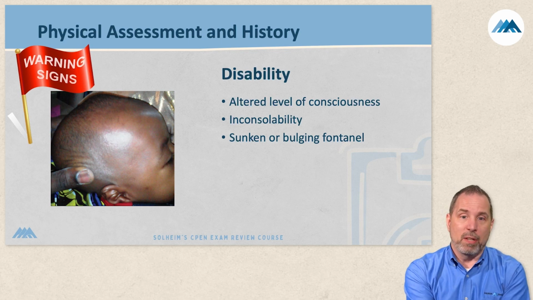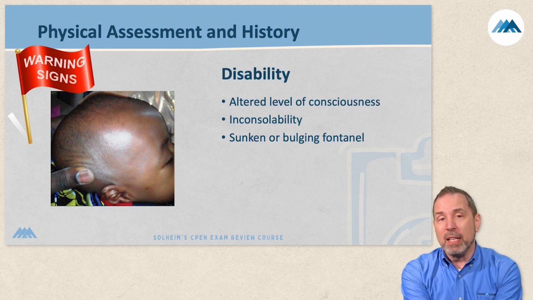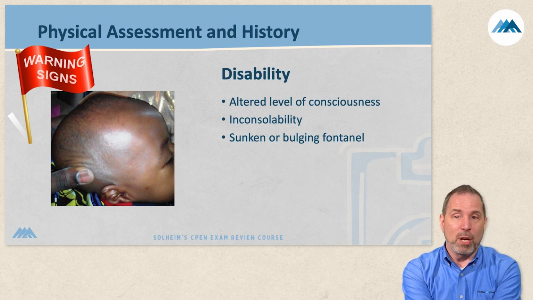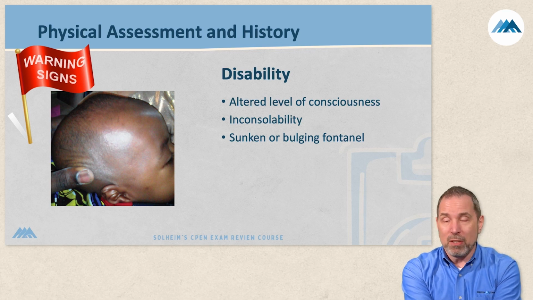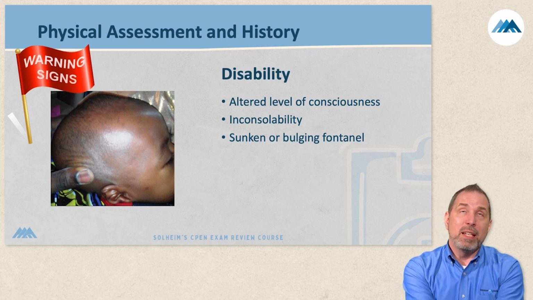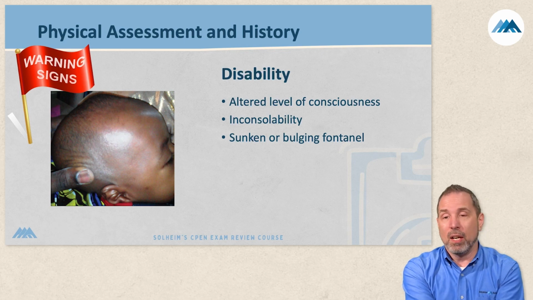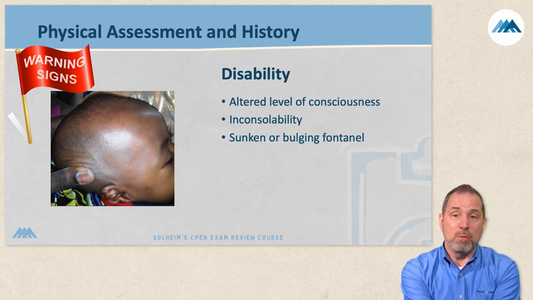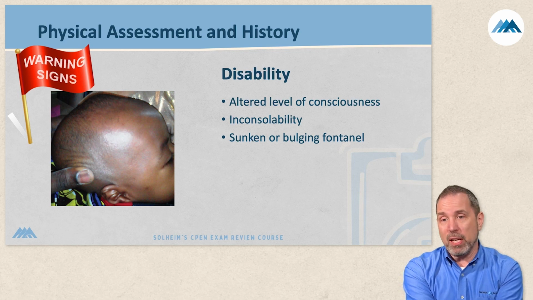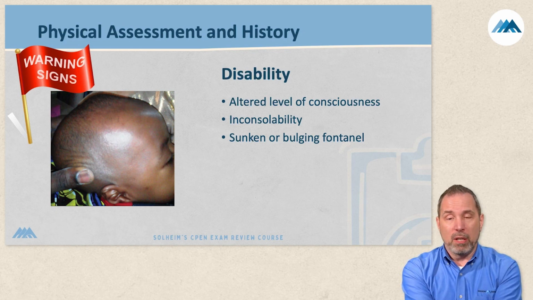So you can see there that bulging fontanelle indicating increased intracranial pressure. So watch for changes in mental status, inconsolability. Now this could also be decreased mental status, but inconsolability is usually what you'll see in small children, that irritability. But bulging or sunken fontanelles: sunken for dehydration, bulging for increased ICP.